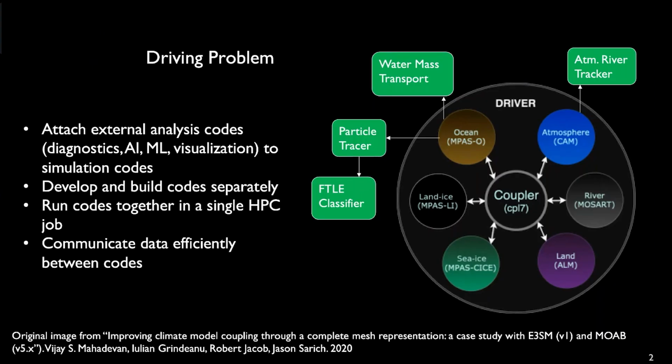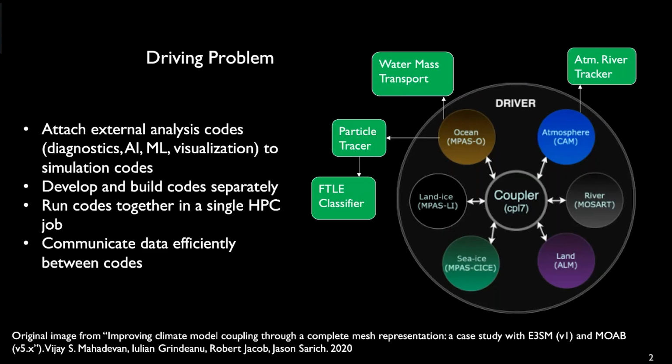For example, a tracker for atmospheric rivers in the atmosphere or water mass transport analysis code in the ocean, or Lagrangian particle tracing, as Luke mentioned, that we currently work on, but outside of the light module that is inside of MPAS Ocean, but totally external to it, and maybe hooked to that a classifier that looks at finite time Lyapunov exponents, just as an example.